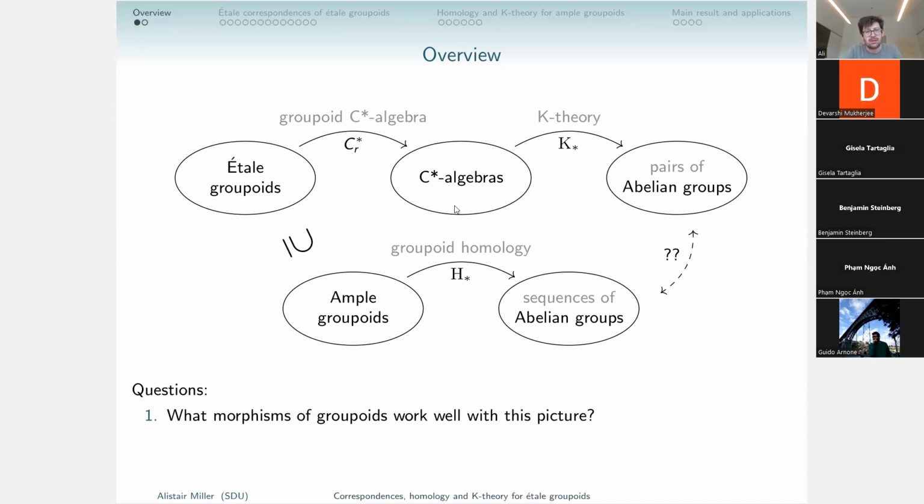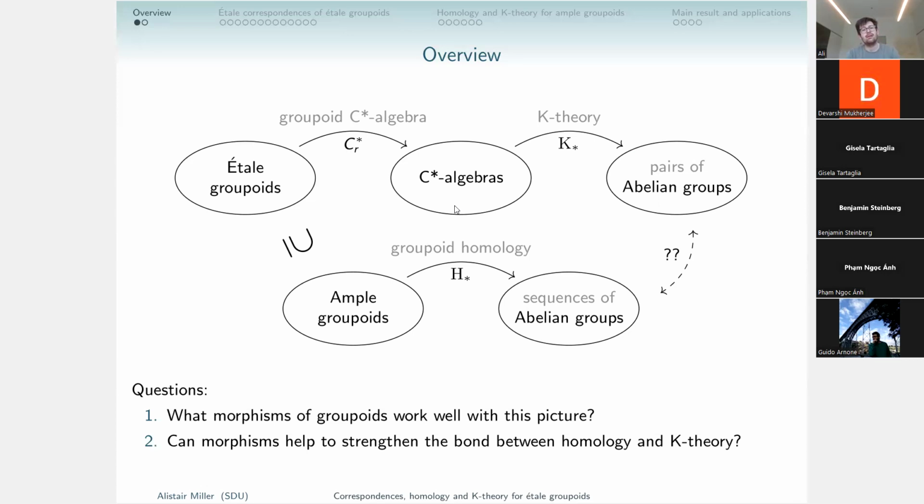But what I want to think about today is how I can upgrade this picture so that it's functorial. I want to think of morphisms of groupoids which work nicely with this picture, and so, for example, give us morphisms of C-star algebras and morphisms of the abelian groups on the right-hand side. And then the other part of the question is, how can these morphisms actually help us? I don't want to just build morphisms for morphisms' sake. I want to do it to get some actual concrete results at the end.